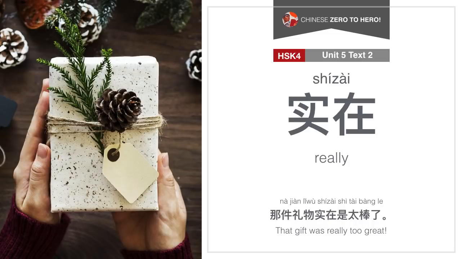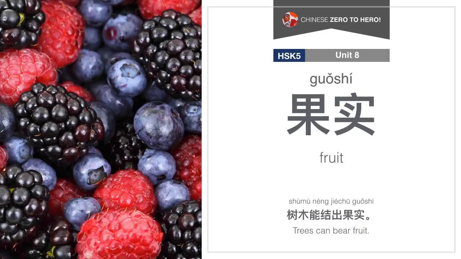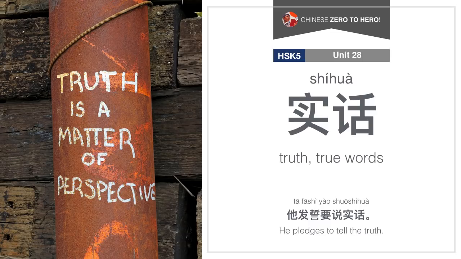In HSK 4, we also learned 实在 meaning really. 那件礼物实在是太棒了. That gift was really too great. And in HSK 5, we also learned 果实 meaning fruit. 树木能结出果实. Trees can bear fruit. In HSK 5, we also learned 实话 meaning truth or true words. 他发誓要说实话. He pledges to tell the truth.